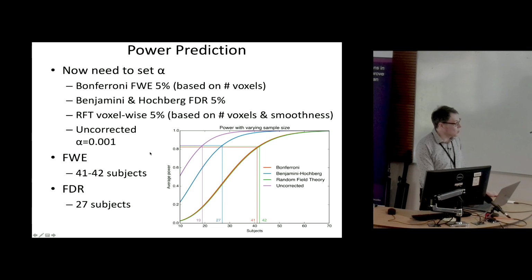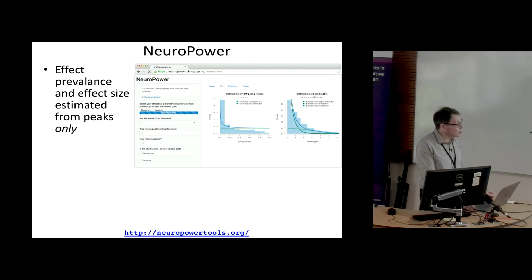So if I want evidence that is sufficient for family-wise error, that's telling me I need to be out here at 41 or 42 subjects. If I'm willing to accept a false discovery rate measure for controlling multiple testing, then it's sufficient to do 27 subjects.